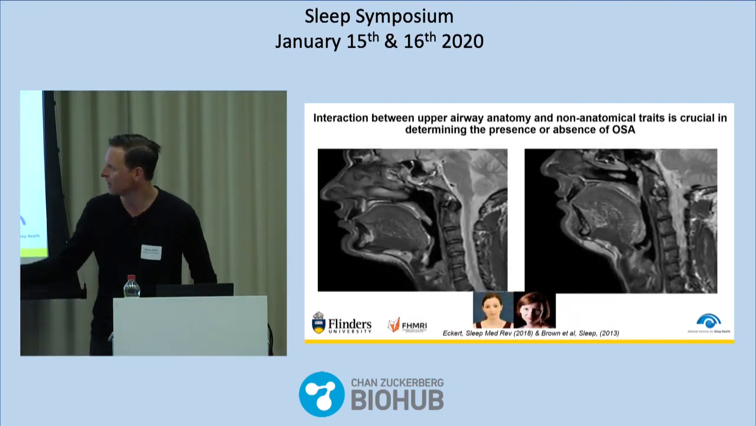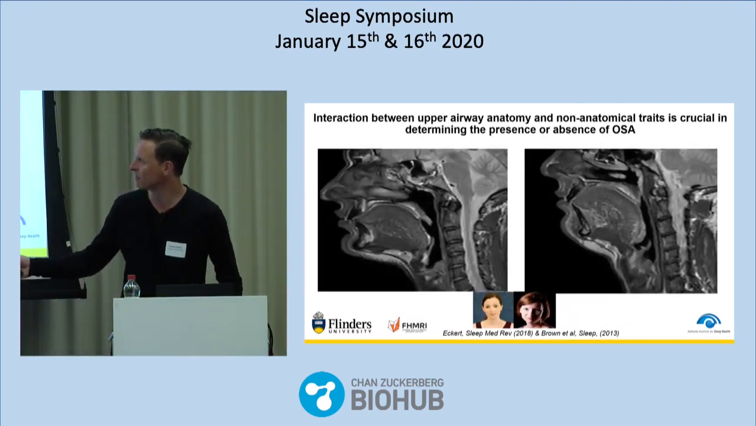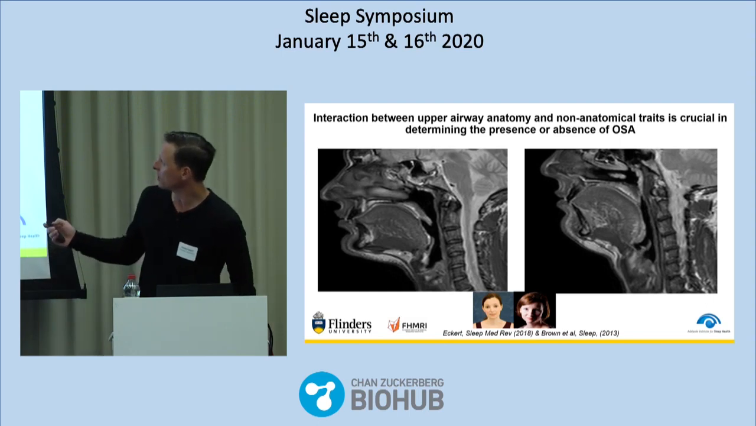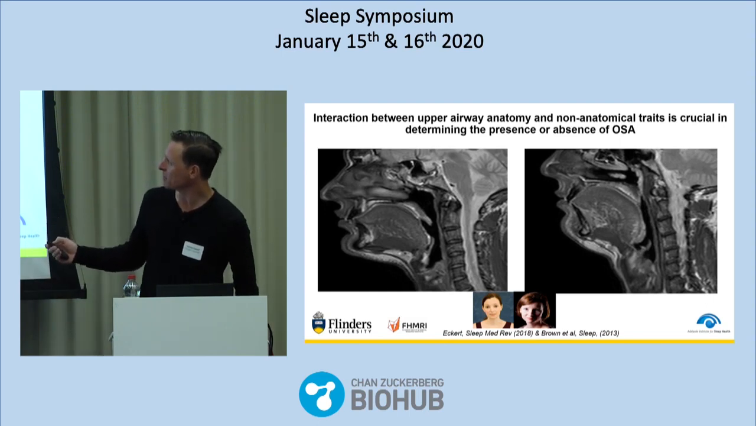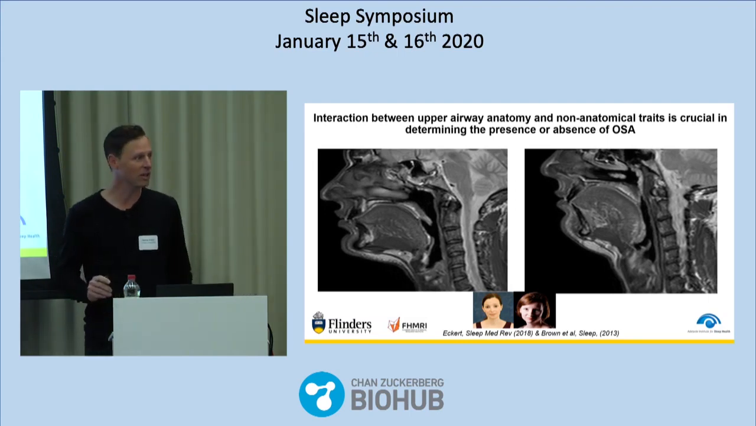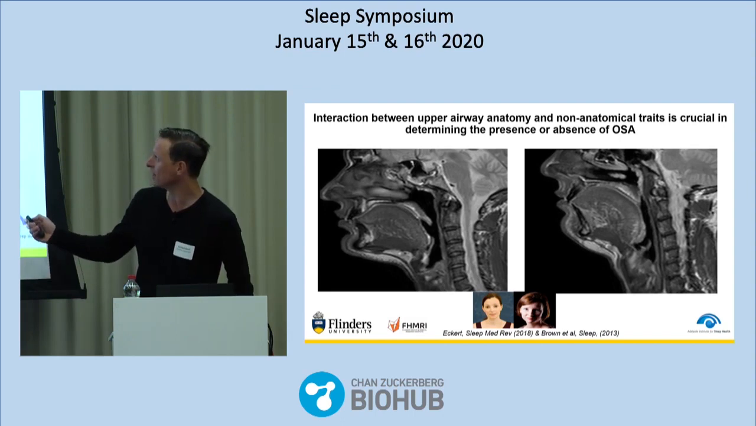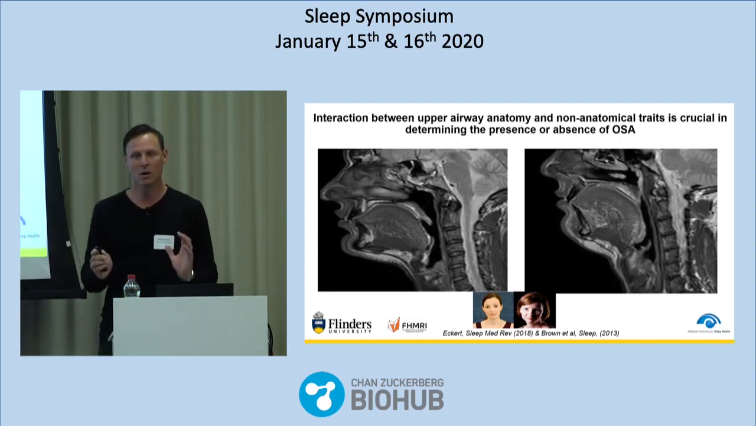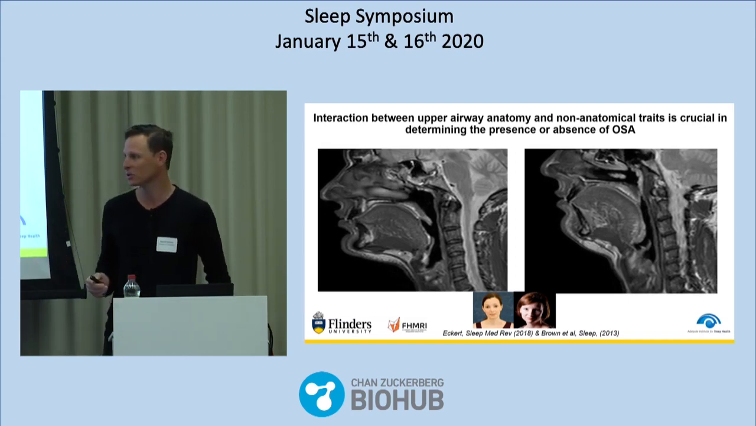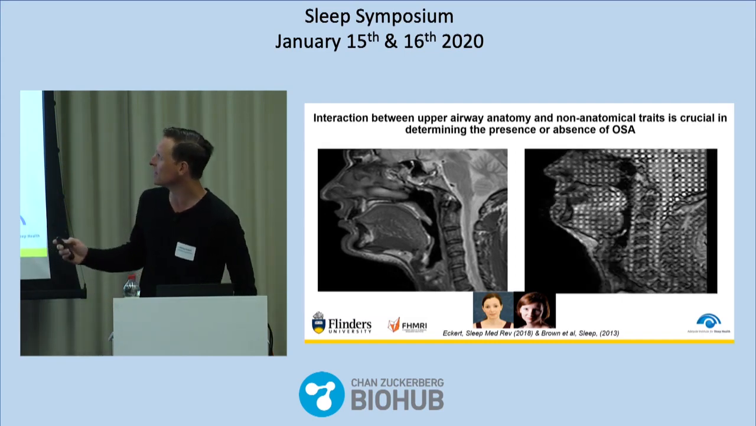So we can see on the left-hand side here, we've got an MRI image of a nice, wide, patent upper airway in this individual. And on the right, we've got a narrow, crowded airway. We can see the adipose tissue in the largest dilator muscle here, in genioglossus. And you might think, just by looking at this image, that this person on the right has sleep apnea, whereas this person does not. But it really all comes down to the interaction between your anatomy and those other non-anatomical traits that I mentioned. So in this case, the muscles.